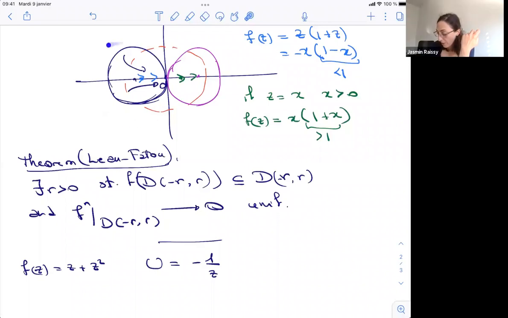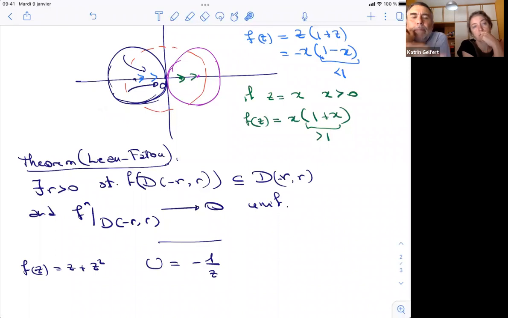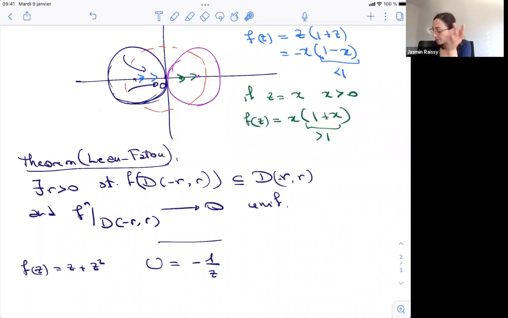You're going to have a petal on this part, and then a repelling petal on the other side. But yes, I would like to know what happened in between the two circles. And I am asking you if you have points for which the alpha limit is zero and the omega limit is also zero. Yes, exactly. So for the moment, I'm just proving the existence of small petals. I'm just trying to give you a hint of the existence of small petals.